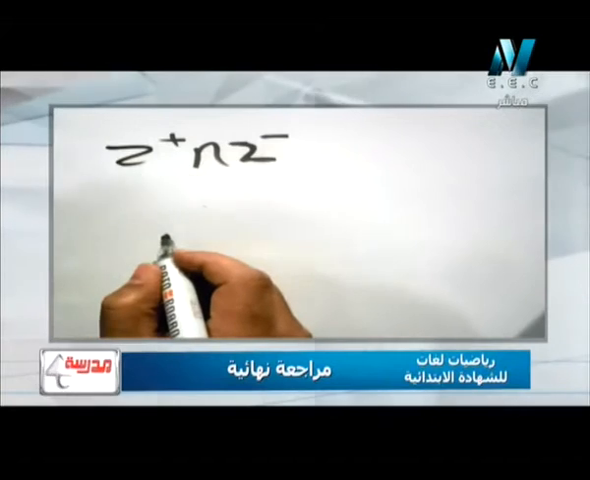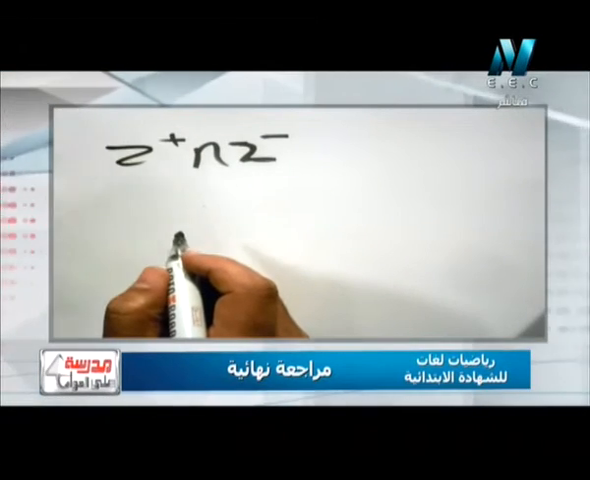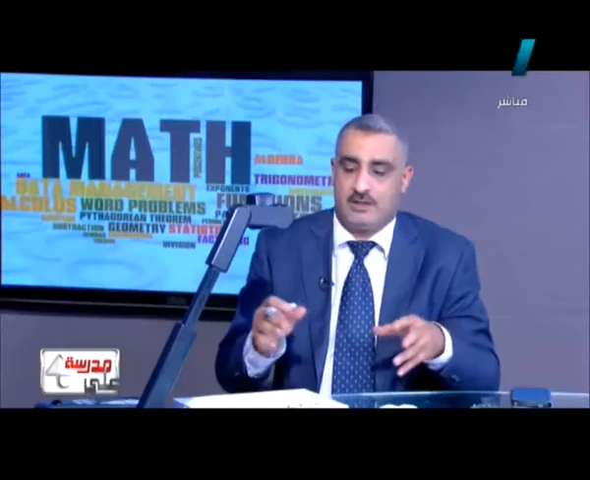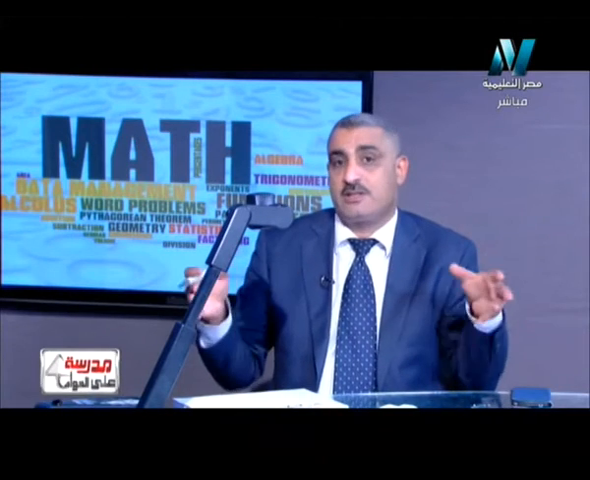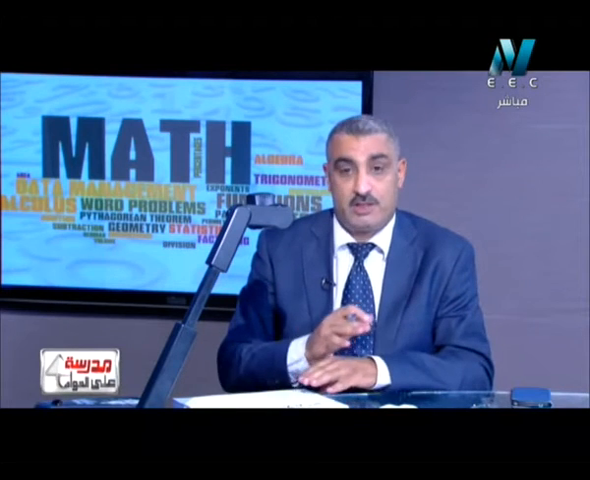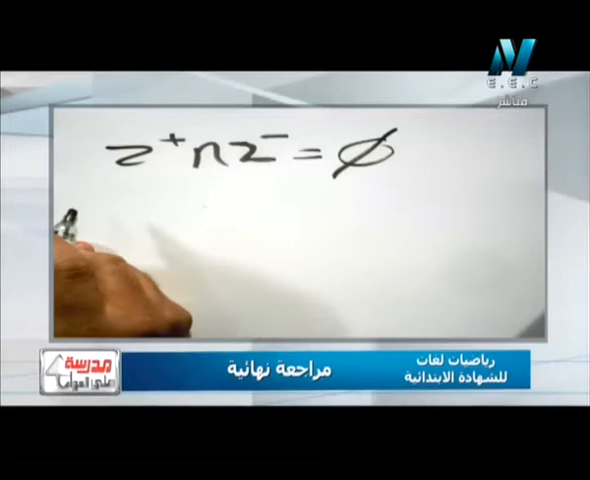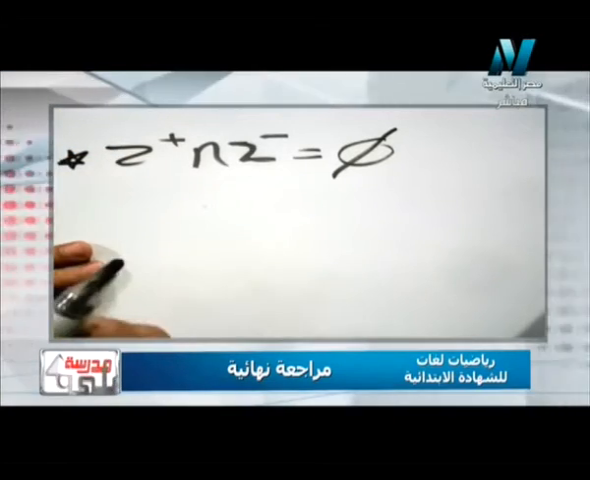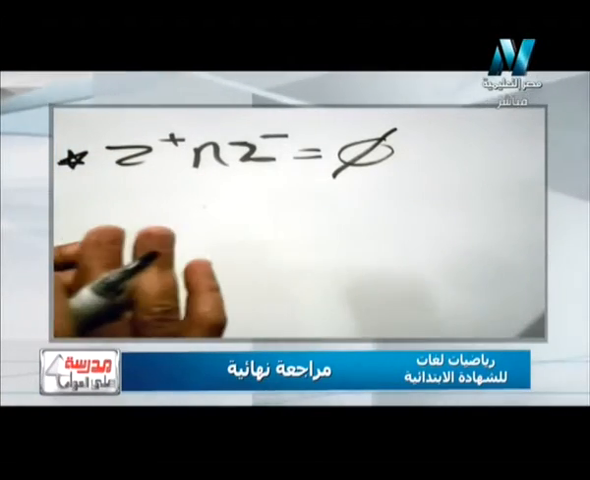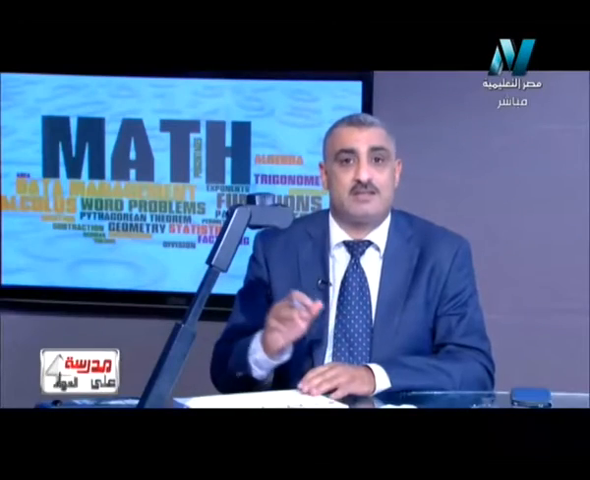Then Z positive intersect Z negative. Too easy. We don't have any repeated numbers between the 2 sets. Z positive and Z negative are 2 disjoint sets. There is no number that is in Z negative and Z positive at the same time. We don't have any common number. So the intersection between them equals what? Excellent. Equals the empty set. Don't forget: Z positive intersect Z negative equals the empty set because we haven't any repeated elements between them.